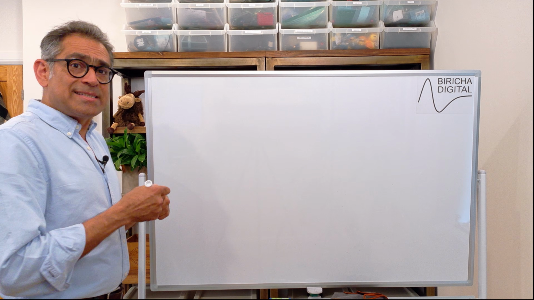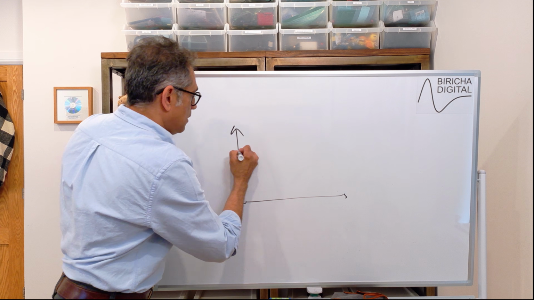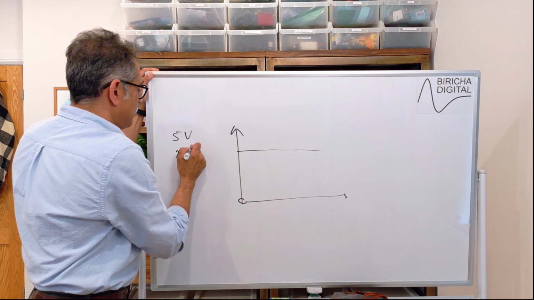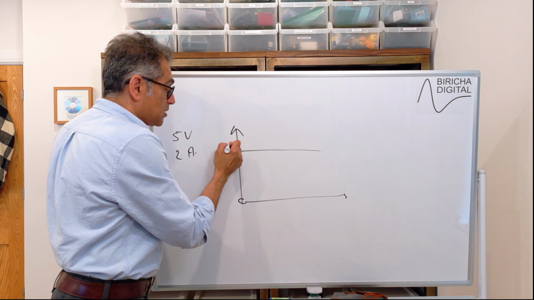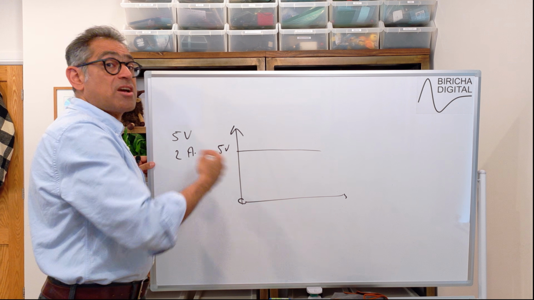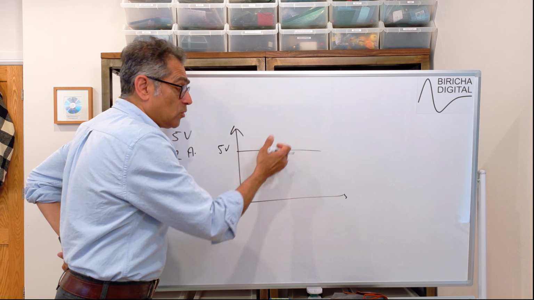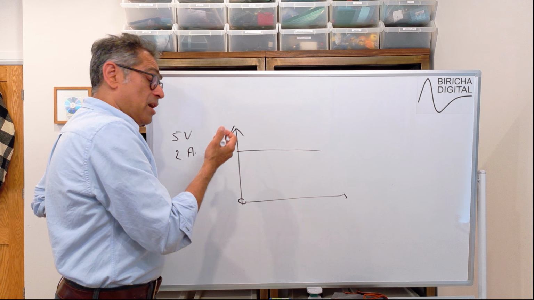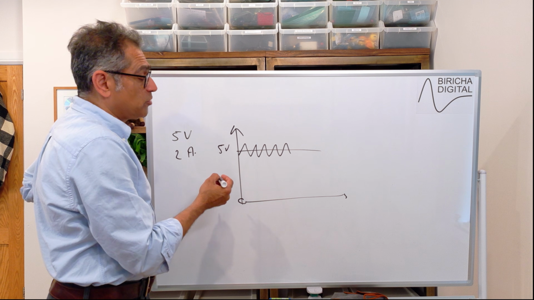Okay, so let us say that I've got a power supply, for simplicity, 5 volts and 2 amps. Now, in an ideal world, I would like this power supply to stay at 5 volts regardless of what load I have. So if I give it a load step, in an ideal world, I don't want it to dip. Also, in an ideal world, I would like there to be no ripple on this output voltage at all.